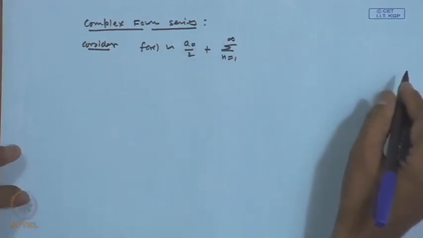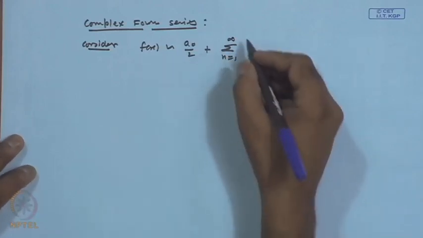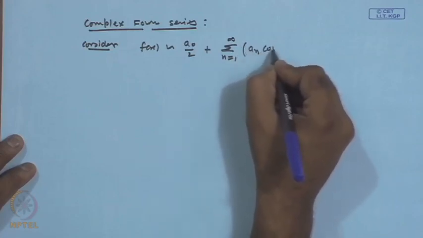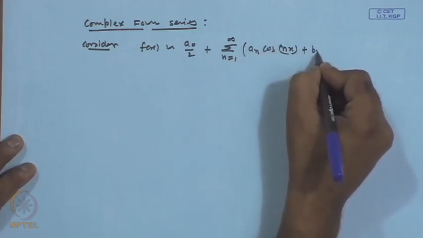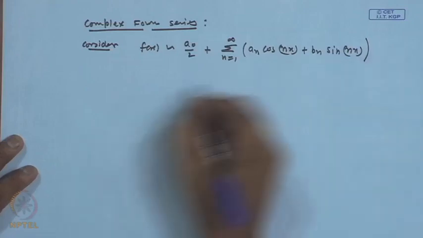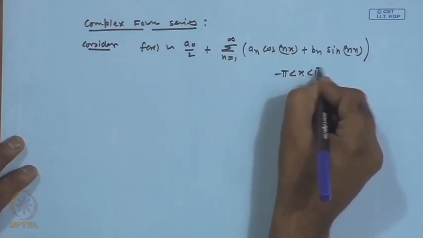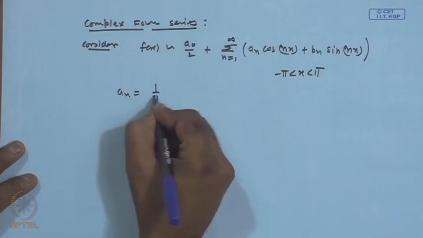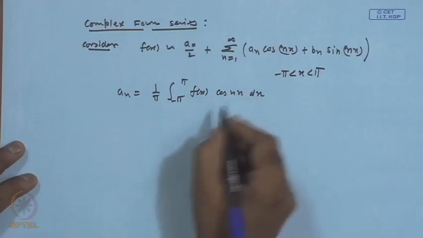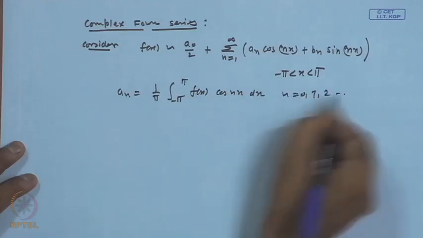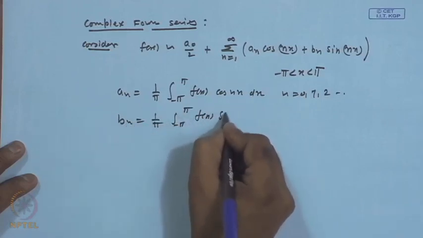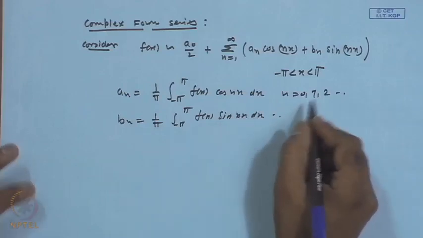We can also continue with this Fourier series of a function of period 2 L. So, f x is a naught over 2 plus the sum of a n cos n x plus b n sin n x, over minus pi to pi, and with a n we have 1 over pi integral minus pi to pi of f x cos n x dx, n is 0, 1, 2, and we have b n, 1 over pi integral minus pi to pi of f x sin n x dx, n is 1, 2, 3.